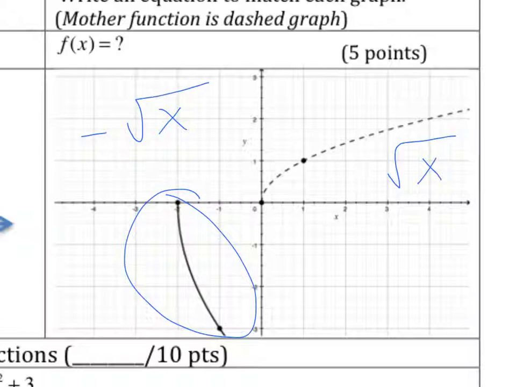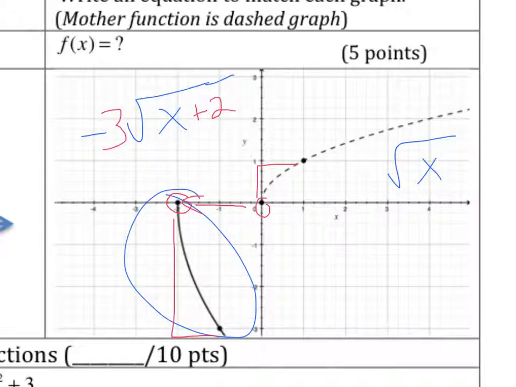If I look at where my original endpoint was and where my new endpoint was, that's 2 units to the left. That's going to be a square root of x plus 2 inside my square root. And the last thing we need to take a look at is the steepness. At first it went up 1 over 1. Now it goes down 3 over 1. So it's going to be a negative 3 square root of x plus 2.